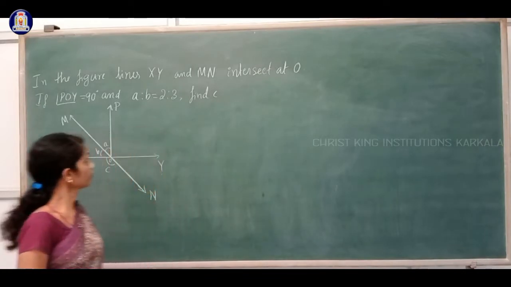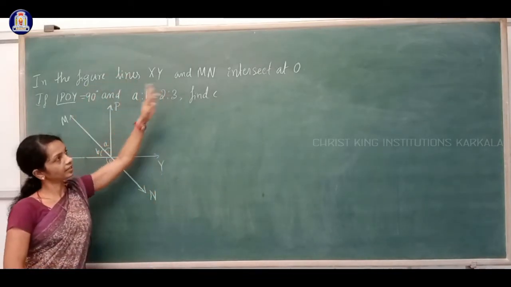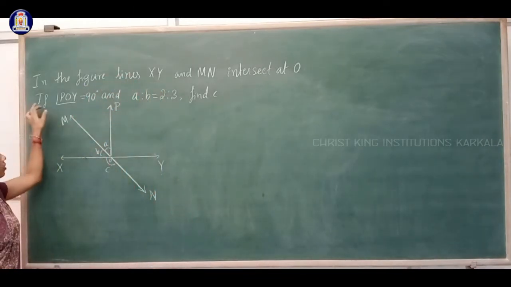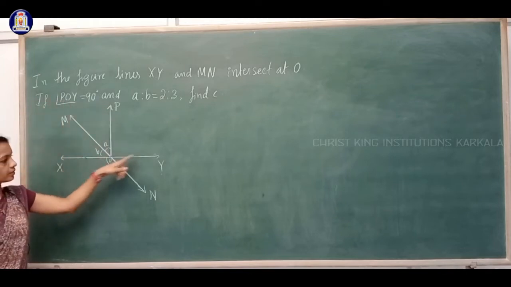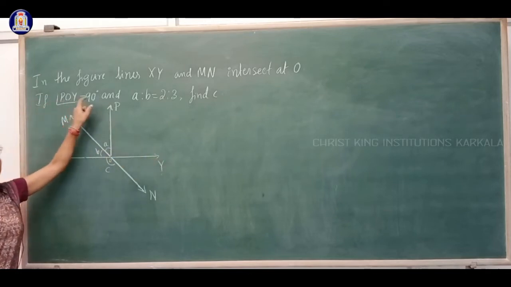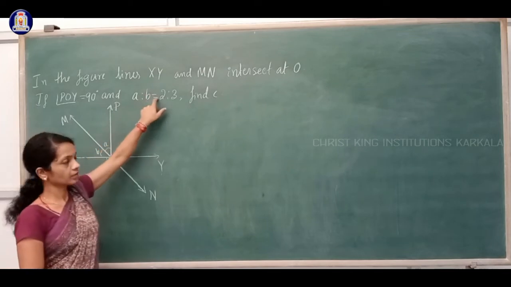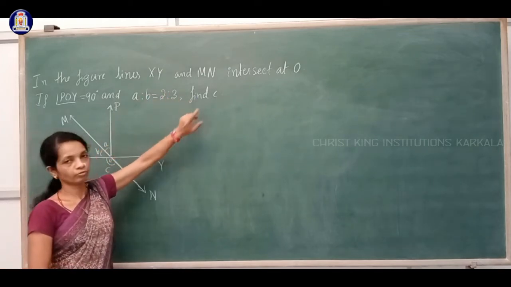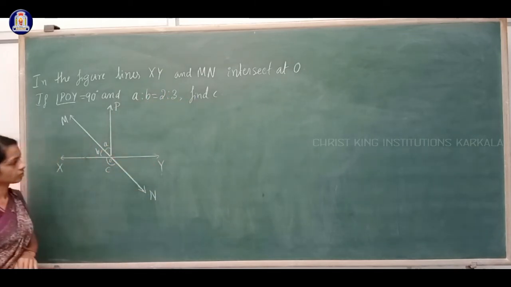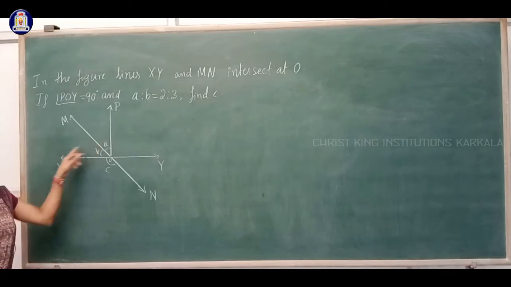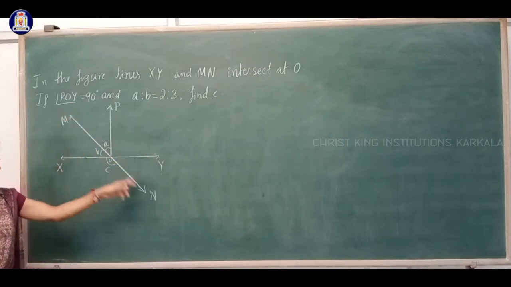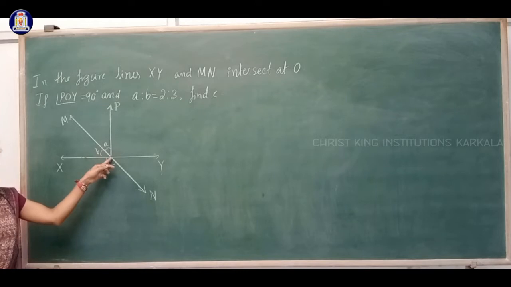Next, in the figure, lines XY and MN intersect at O. If angle POY is equal to 90 degrees, and A is to B is equal to 2 is to 3, then find C. Okay. So now you see that here XY and MN are lines intersecting at a point O.